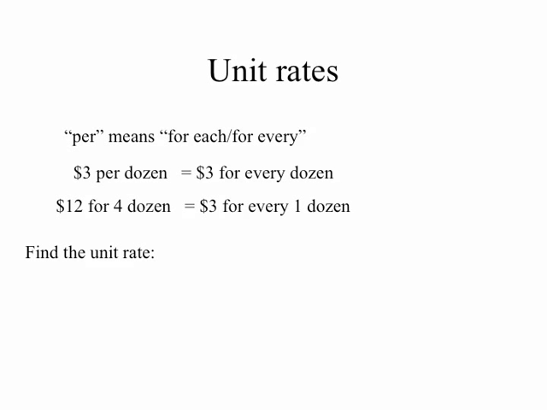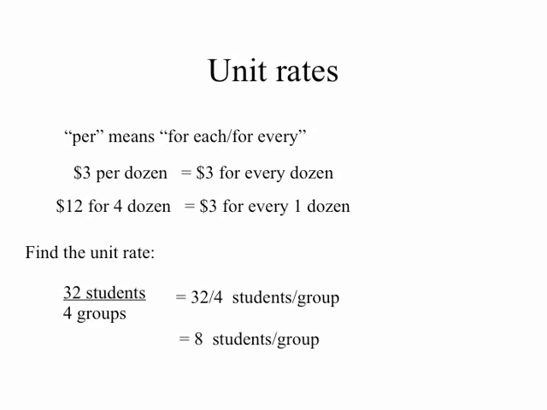If I ask you to find the unit rate, let's say that we have 32 students to be divided into 4 groups. What we're going to do is the number part of this division problem first. 32 divided by 4 is 8. And then it's as though we stack our units into a division problem. Students over group. Students per group. So our unit rate is 8 students per group. 8 students per 1 group.